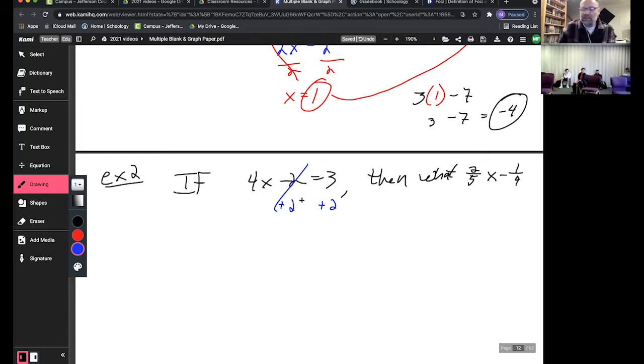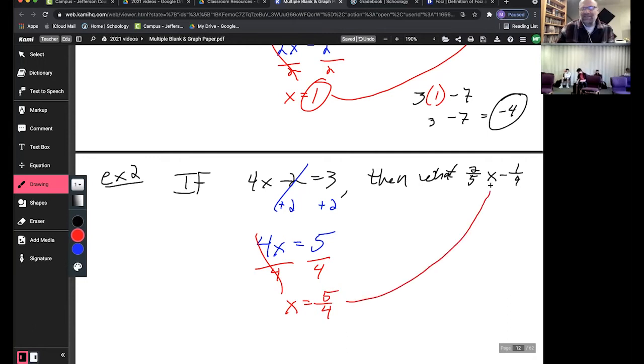Okay, so we're adding 2. We're getting rid of that minus 2. So if you're subtracting 2 to get rid of subtracting 2, you're going to add 2 to both sides. So 4x equals 5, right? Now divide by 4. So x equals 5/4. It's a fraction, but that's okay.